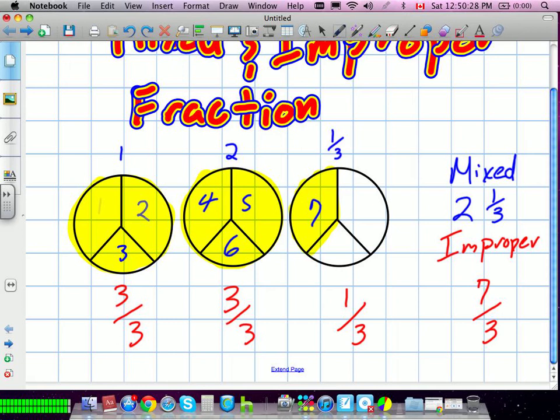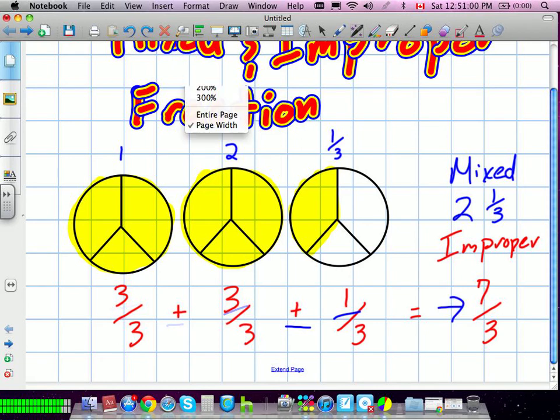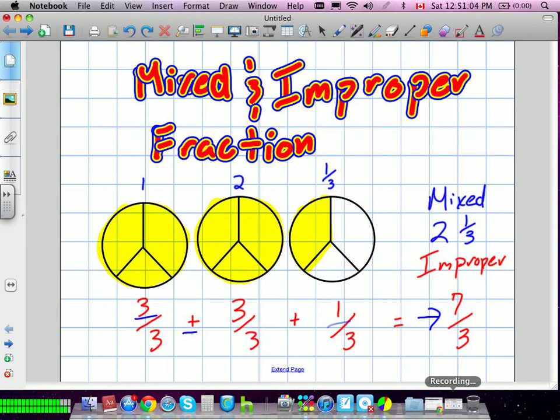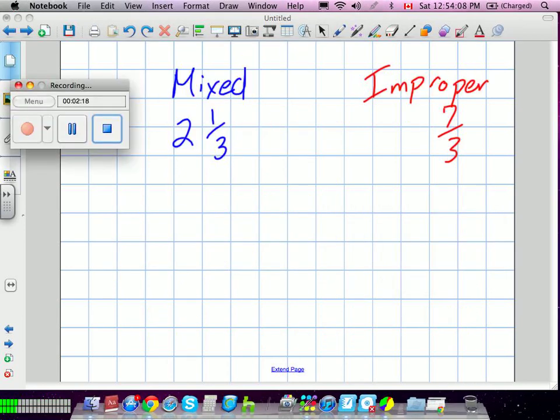Now I'm going to show you a neat little trick. Have you done adding fractions yet? No. Look at what we have here. I'm going to put little addition signs in between and an equal sign. When you add fractions, the denominator stays the same. So our answer is still out of 3. But we're going to add the numbers on top. What is 3 plus 3, 6, plus 1? 7. So what's our improper fraction? 7 over 3. Very good. So we're able to recognize an improper and a mixed fraction by looking at this.